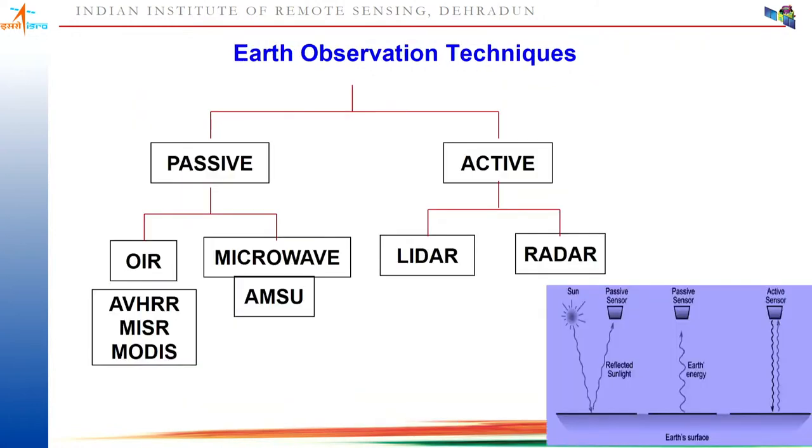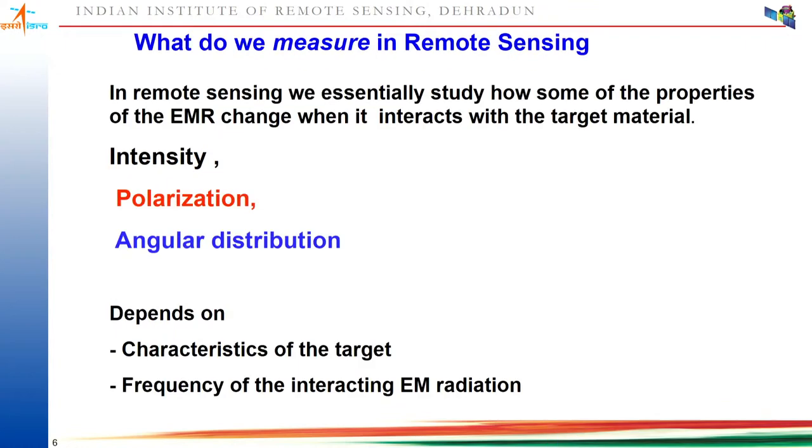From the perspective of the satellite data, we have two classes. You know very well, in the other classes also, that the classification is passive and active. Passive uses the sun as the main energy source, which helps to understand many processes. So in the passive, we have the optical remote sensing and the passive microwave remote sensing, and in the active we have lidar and radar. So what do we measure?